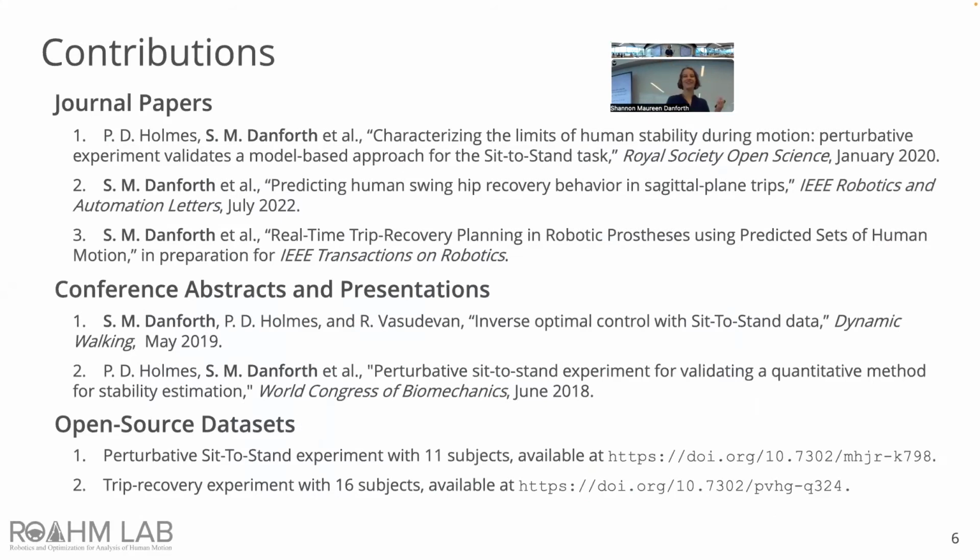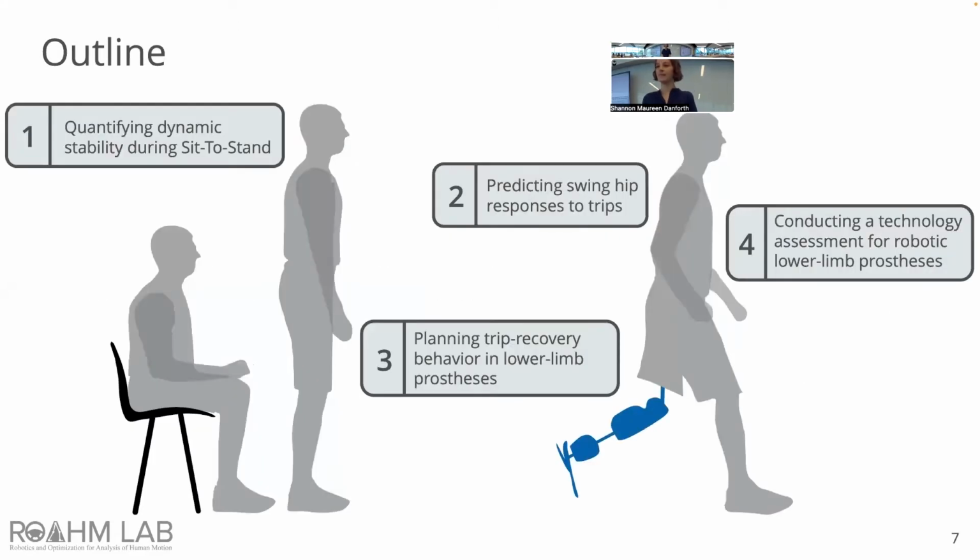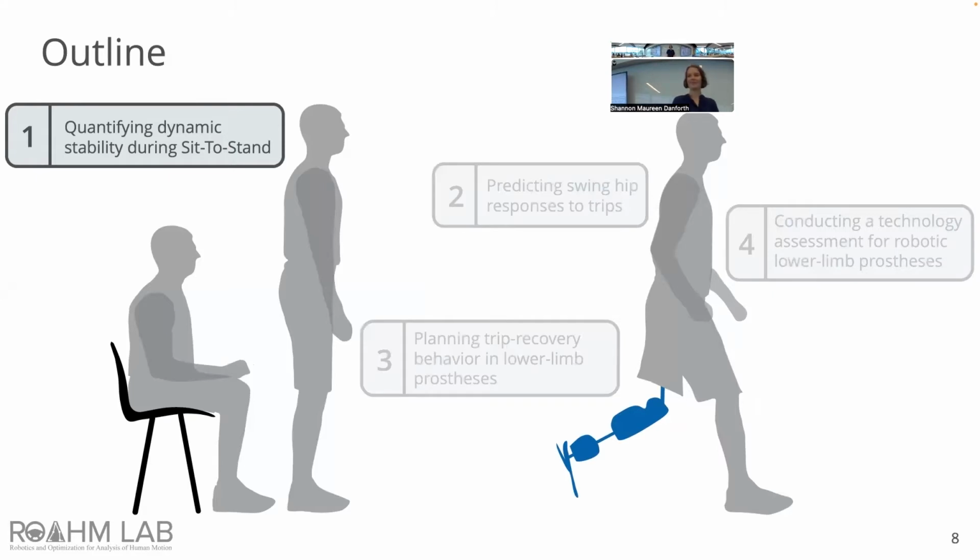And my contributions to each of these areas are listed here, including journal papers, conference abstracts and presentations, and 2 open source data sets shown at the bottom. So due to time constraints, I'll only be talking about 4 of the 5 chapters today, and we'll use this slide as an outline throughout the presentation. And let's jump in to the first chapter.